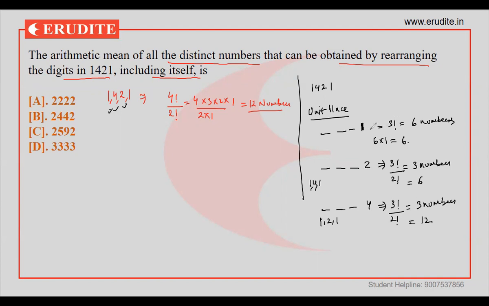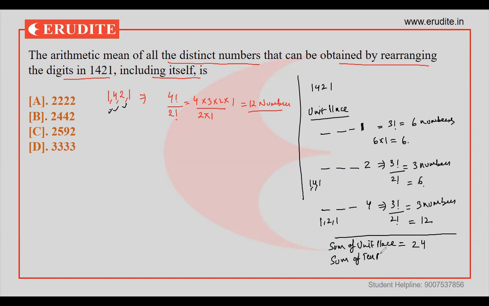So the sum of these 12 numbers, 6 numbers here, 3 numbers here, and 3 numbers here, their unit place sum will be how much, guys? 6 plus 6 is 12. 12 plus 12 is 24. So the sum of the unit place will be 24.